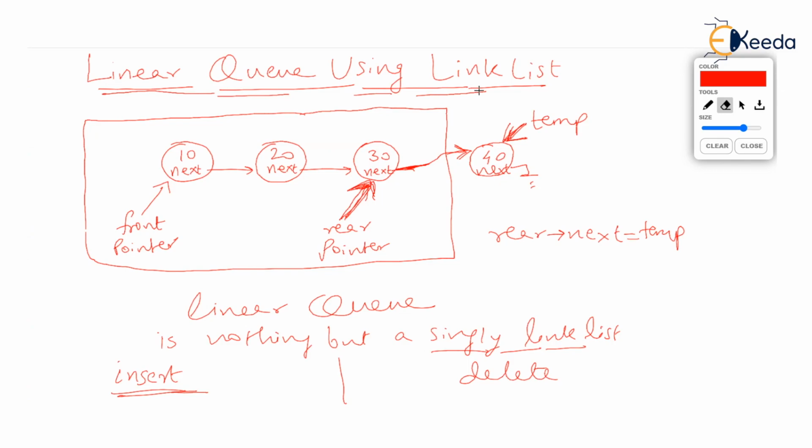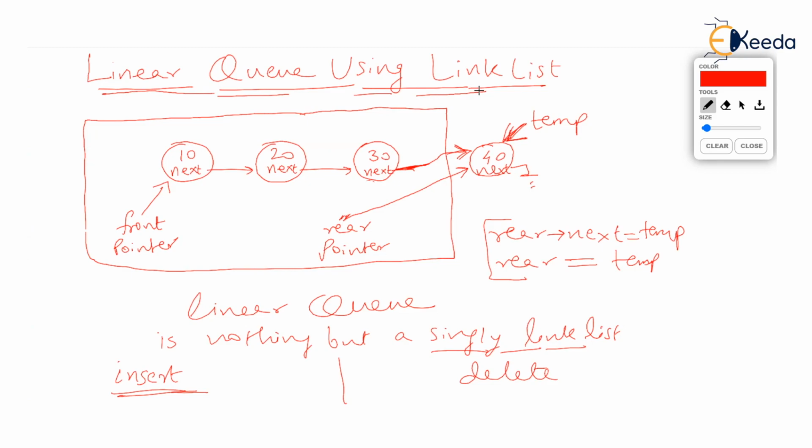One more change we are going to do, after having assigned rear arrow next equal to temp, is we are going to make rear equal to temp. That means the rear pointer, which was pointing at 30, should now point to the node where temp points. Temp is pointing to 40, so rear becomes equal to temp. And that's it. That's insertion. Now front is still pointing to 10, but rear is pointing to 40. So the elements of the queue are 10, 20, 30, 40.